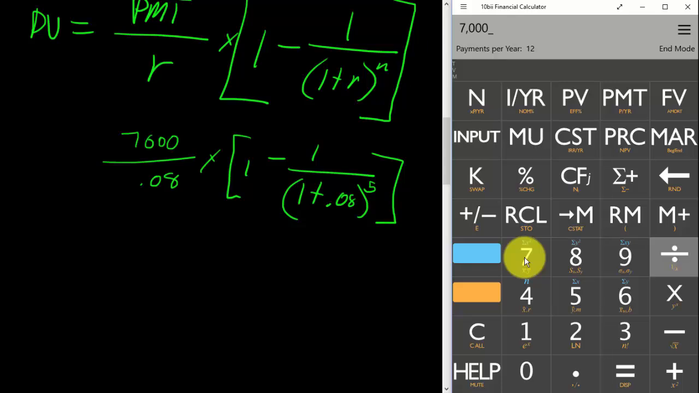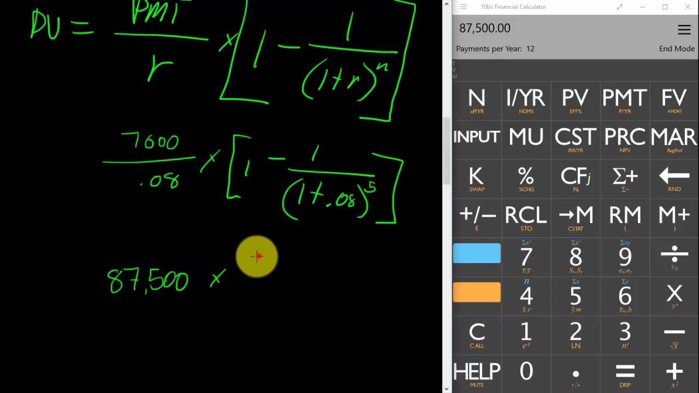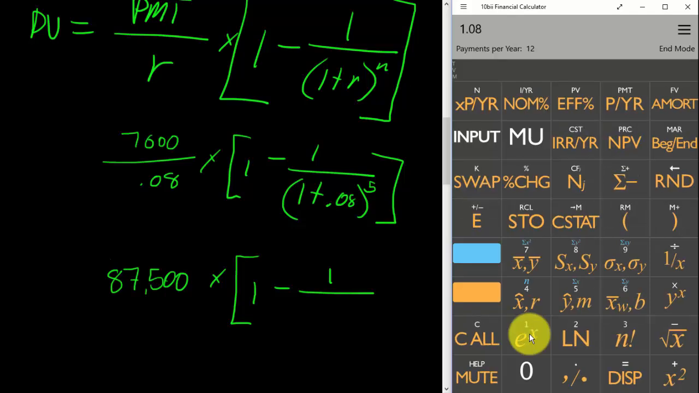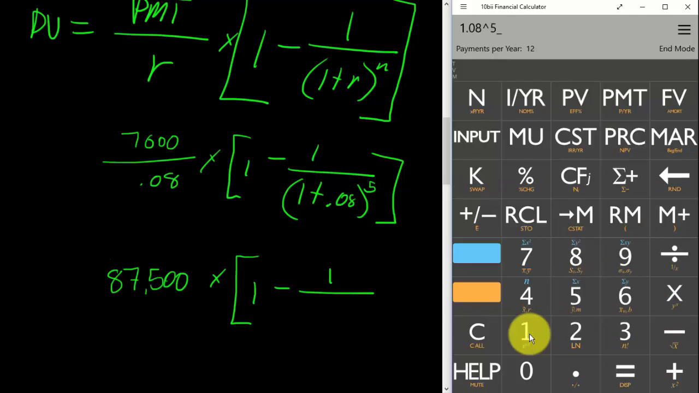7,000 divided by 0.08 is equal to 87,500. That seems like a lot. Let's see what happens. And this bracket is going to be 1 minus 1 over 1.08 to the power of 5, and that gives me 1.47.